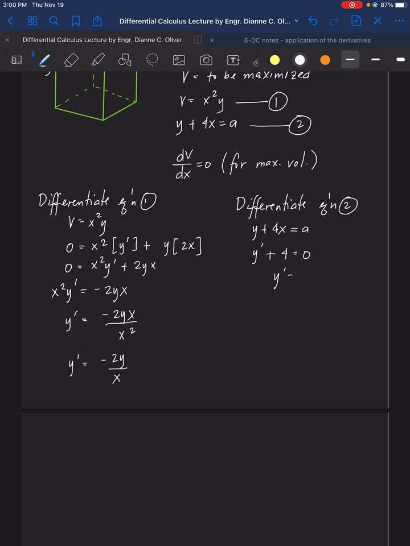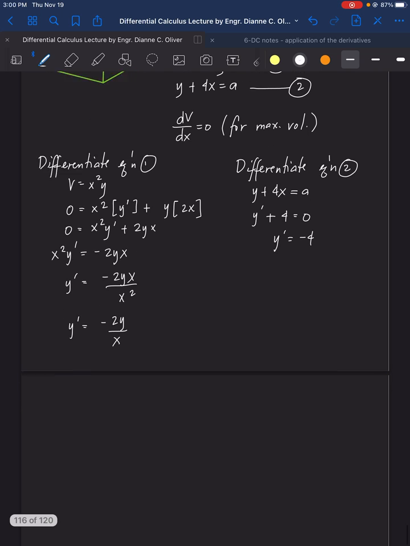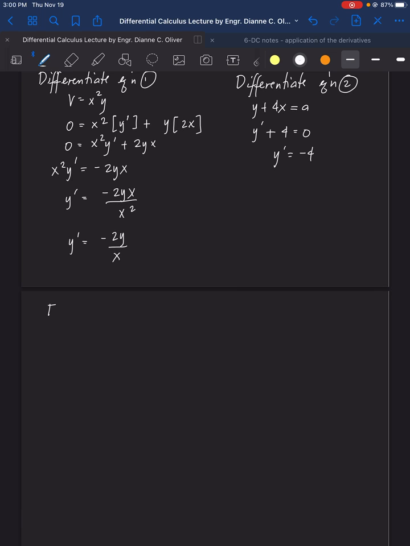Therefore, y prime is equal to negative 4. Next, equate y prime. So we have negative 2y over x is equal to negative 4. Cancel the negative sign. So what is left is 2y equals 4x. y is equal to twice of x, and this is actually equation number 3.